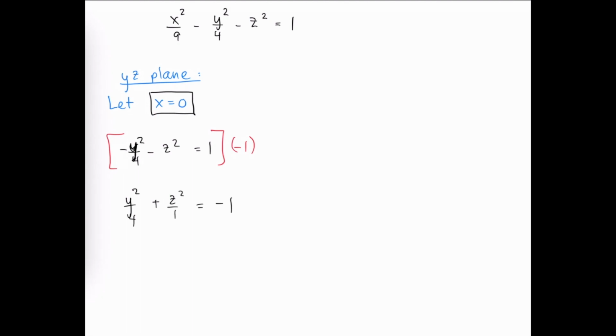And it might be a little more obvious from here that there are no real solutions to this equation, because there's a squared variable here, which is always positive, and a squared variable here, which is always positive. If I'm adding two always positive things together, there's no way I'm going to get a negative output. So what we'll see here is that there is no trace curve in the yz plane.